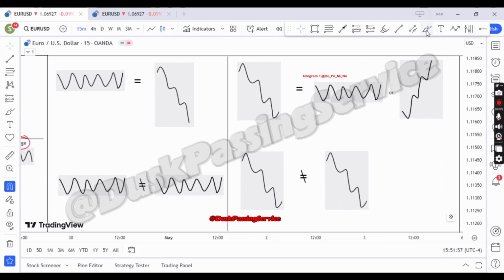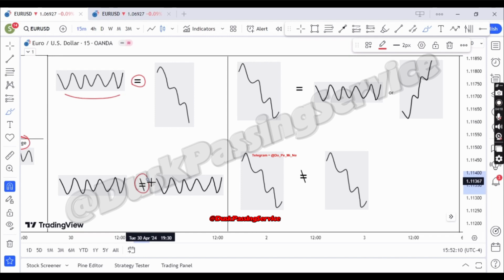Now for instance, let's say if we are in a consolidation or in a ranging profile, then the possible outcome for price is an expansion, right? Now from a ranging profile we cannot have a retracement or a reversal profile, right? The only possible outcome is an expansion.